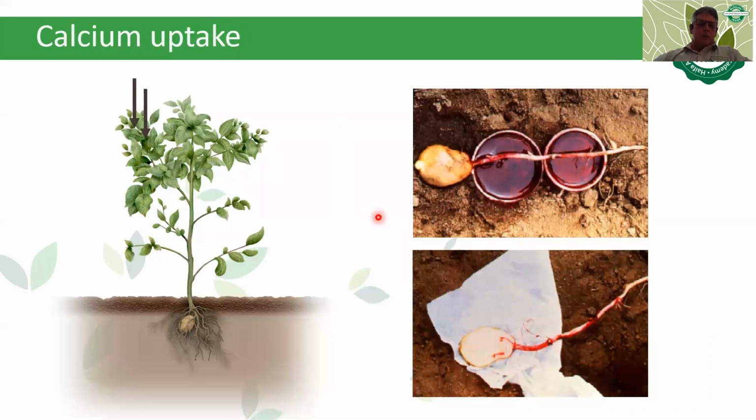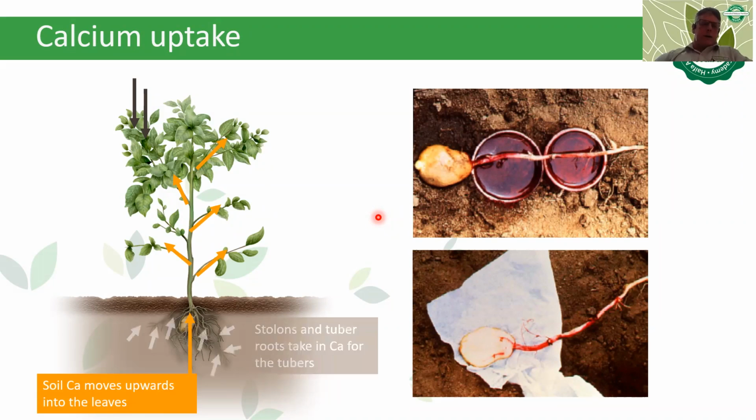Just a little bit more information on calcium uptake. Mostly calcium is taken up from the roots and into the leaves. The stolons and the tubers take calcium directly from the soil. So for the tuber, foliar calcium, any calcium that you apply as a foliar spray remains in the leaves. So it's not a way to boost calcium in the tuber.